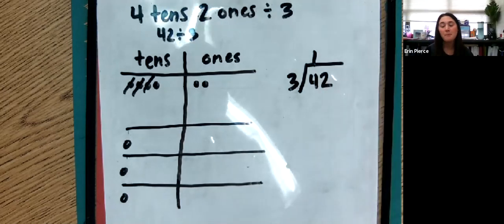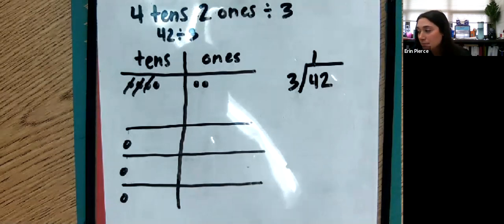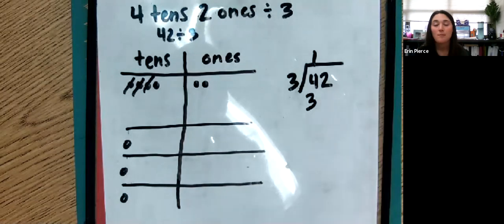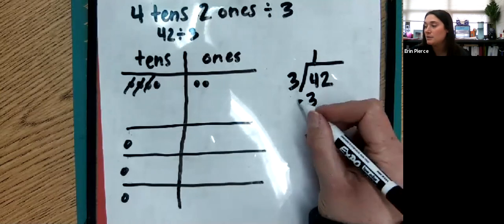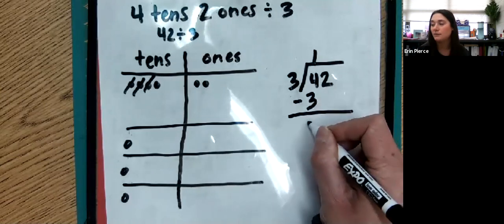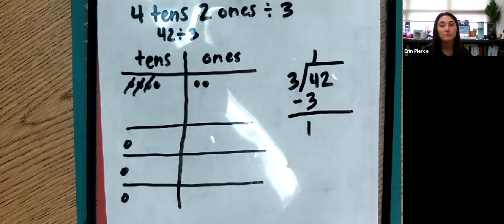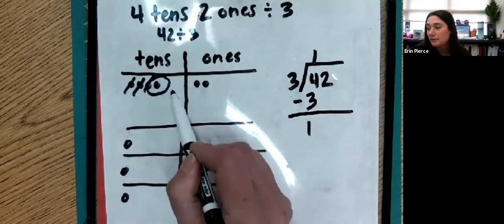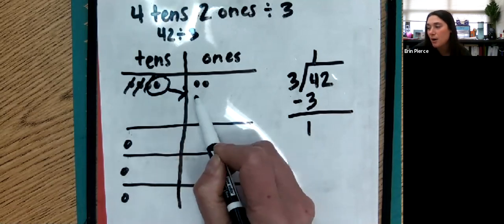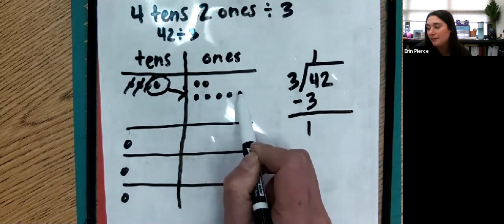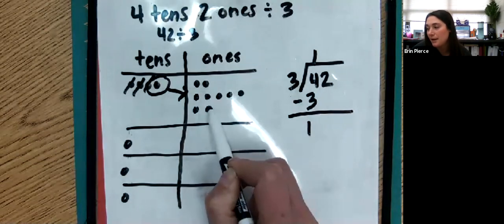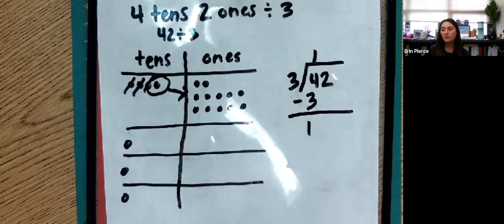1 times 3 is 3. So I do 4 minus 3, and I get 1, which is exactly what is left over. Eliza's told us last time, well, we got to unbundle, right? That's what I'm going to do with my leftover 10. So I'm going to circle that and move it over and draw 1, 2, 3, 4, 5, 6, 7, 8, 9, 10.